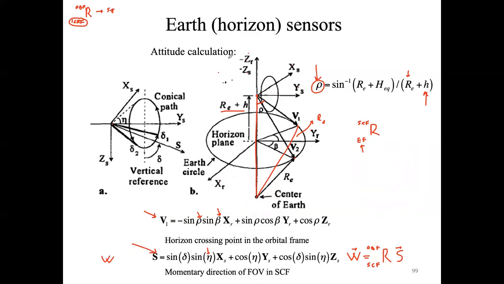So the question is, if we have three vectors, what do you mean? Which three vectors?